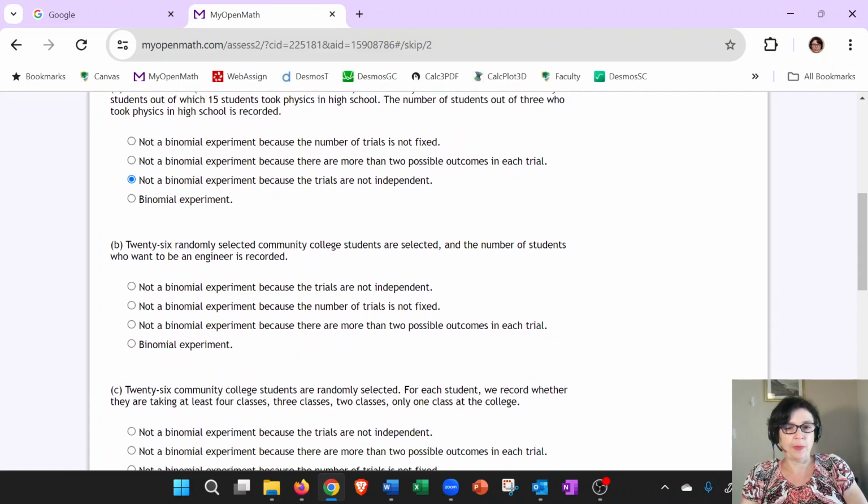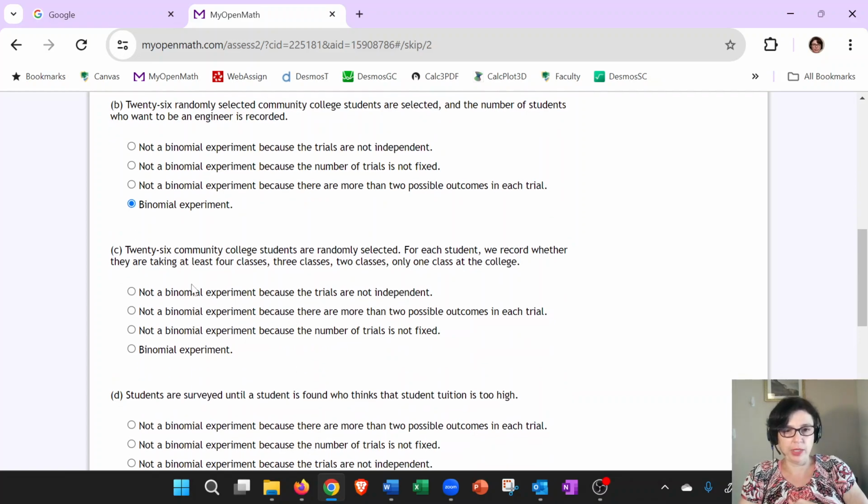The next one says 26 randomly selected community college students are selected. We want to know how many of them are engineers. So for each student, we're just going to say, are you going to be an engineer or not? And so we have two possible outcomes, engineer or not, and 26 fixed trials. And we're assuming that these 26 people are selected from a huge pool of items, which is community college students, maybe like 50,000 of them or something like that. So this is not a small pool. So I think this would be a binomial experiment.